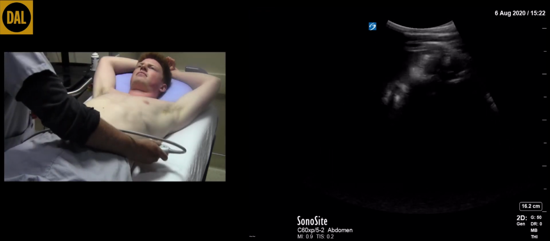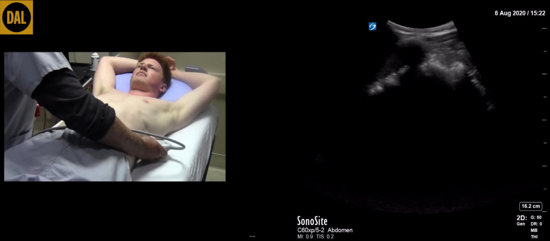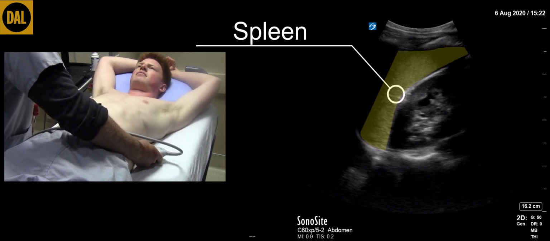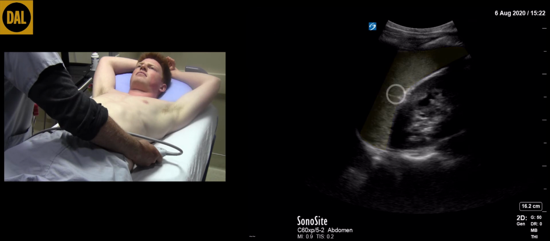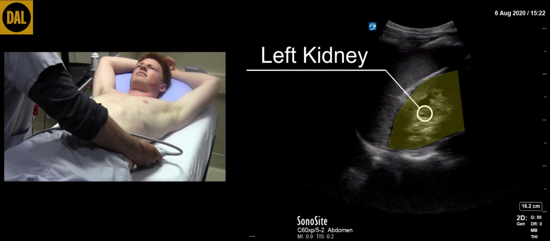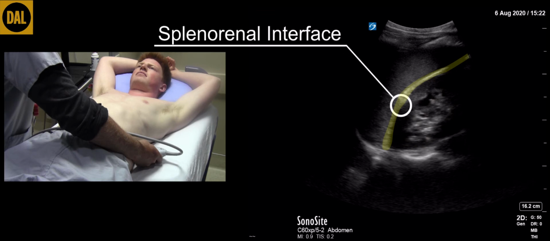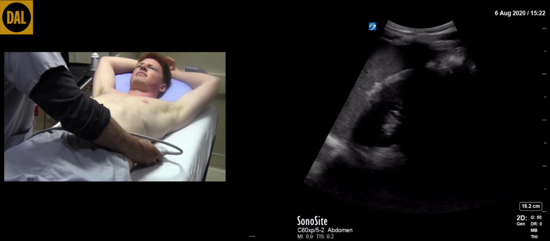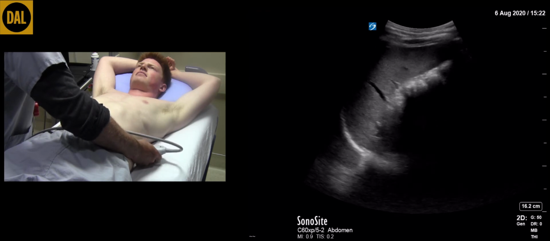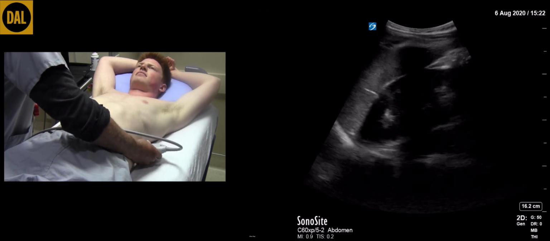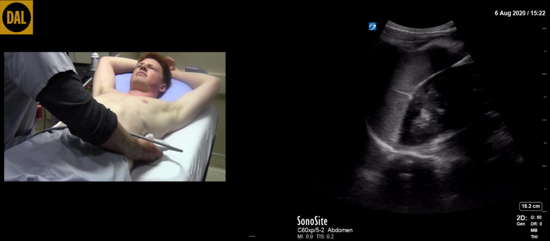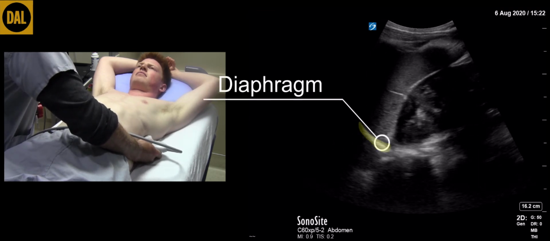Next, the left upper quadrant view. Identify the spleen, left kidney, and the splenorenal interface. Tilt the transducer anteriorly, then posteriorly to visualize the space in its entirety. Then rock the transducer cranially to visualize the left diaphragm.